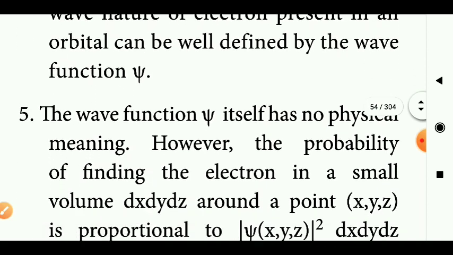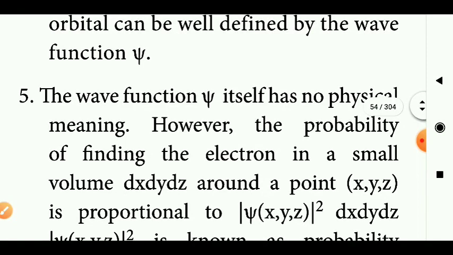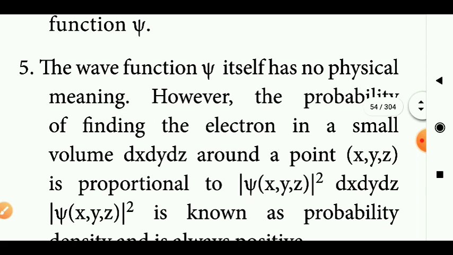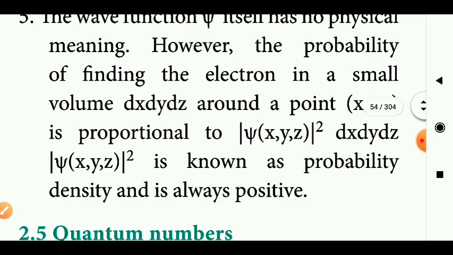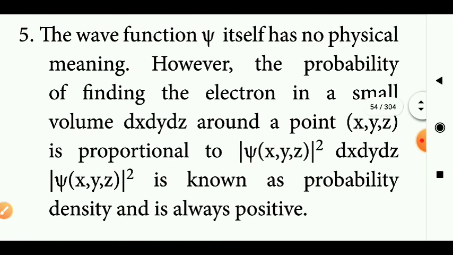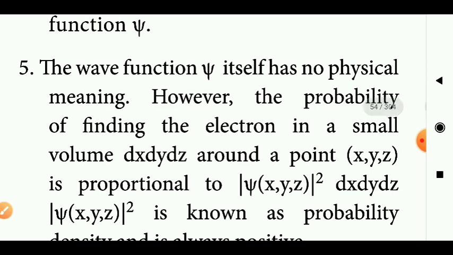The fifth one, the wave function psi itself has no physical meaning. However, the probability of finding the electron in a small volume dx, dy, dz around the point x, y, z is directly proportional to the modulus square of psi of x, y, z times dx, dy, dz, known as the probability density. So the wave function has no physical meaning and no definite numerical value. What we can define is the probability of finding the electron.